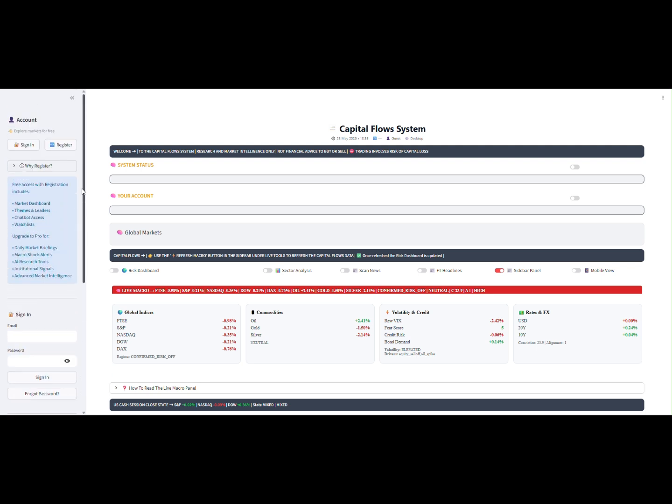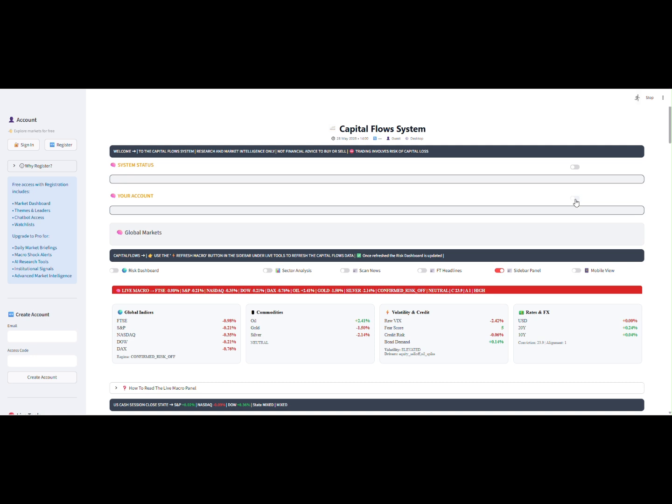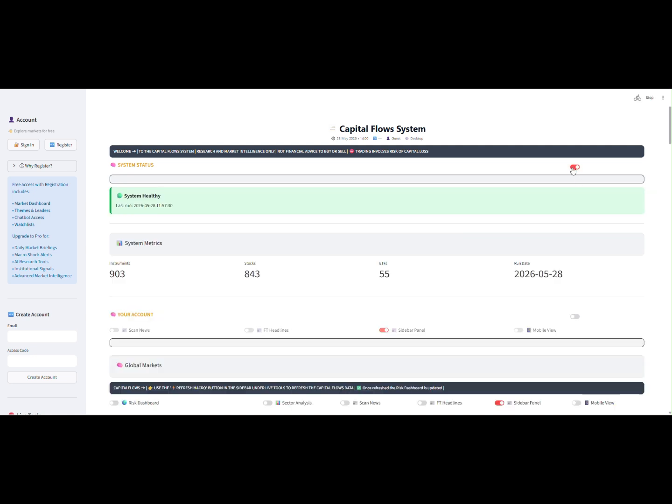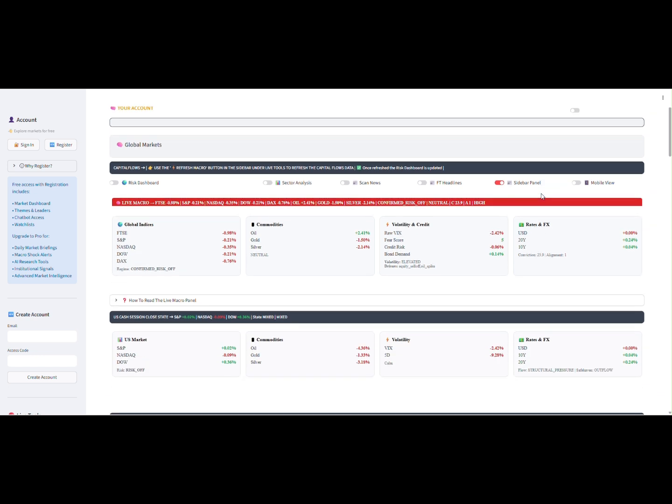Underneath, the dashboard breaks the market into several key areas. The Global Indices panel tracks the major equity markets including the FTSE, S&P 500, Nasdaq, Dow Jones, and DAX. This provides a quick read on global market direction and risk appetite. The Commodities panel monitors assets such as oil, gold, and silver, helping identify inflation pressure, defensive positioning, and commodity-led market rotation.